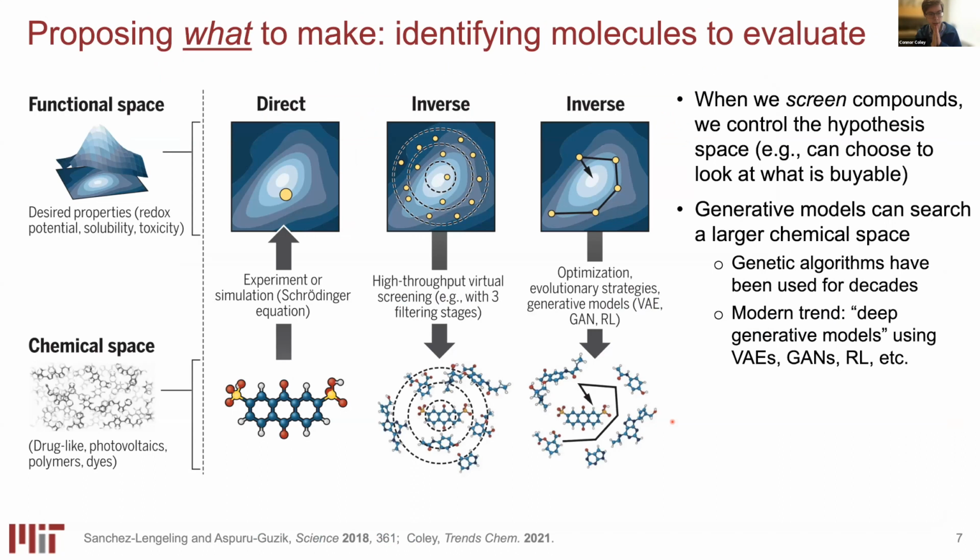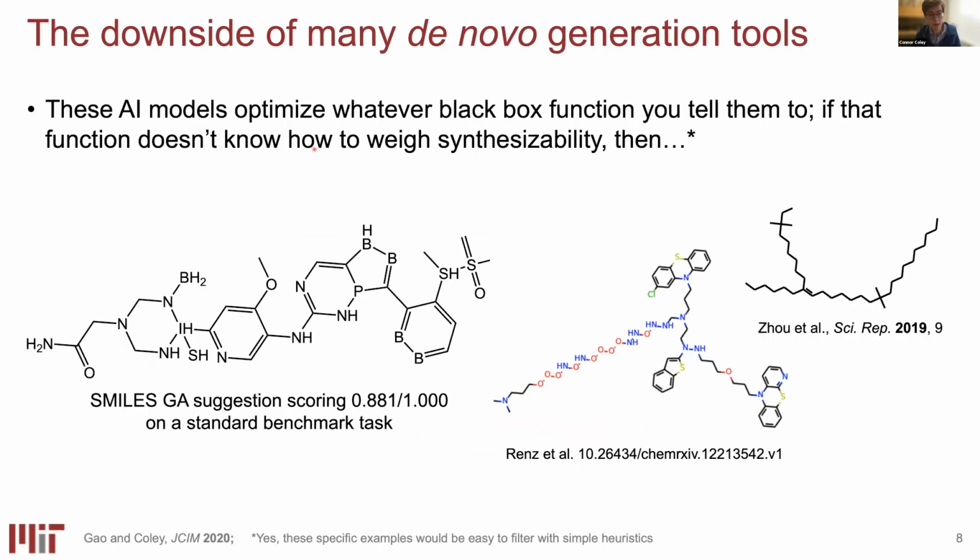I'll briefly just highlight here a nice figure from Alain Asperguzik. So many of us might have heard about generative modeling and this notion of inverse molecular design, right? We can take property prediction models and we can screen candidates against them in this direct approach. But we can also ask models to generate new molecular structures, right? We can have GANs and VAEs and all these different types of models propose brand new structures that have never been reported. These are very fun, they're very exciting, but they have some pretty bad failure modes.